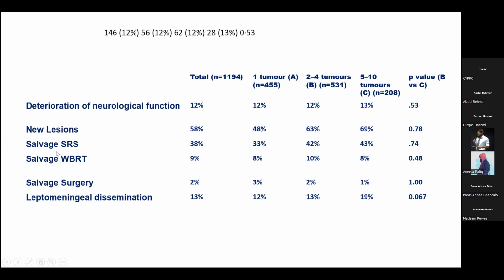Salvage SRS is also the same in both groups, salvage WBRT is still the same, and salvage surgery is still the same. So based on this prospective study, we can possibly say that we can offer radiosurgery up to 10 lesions safely, provided the volume remains less than 15 cc.